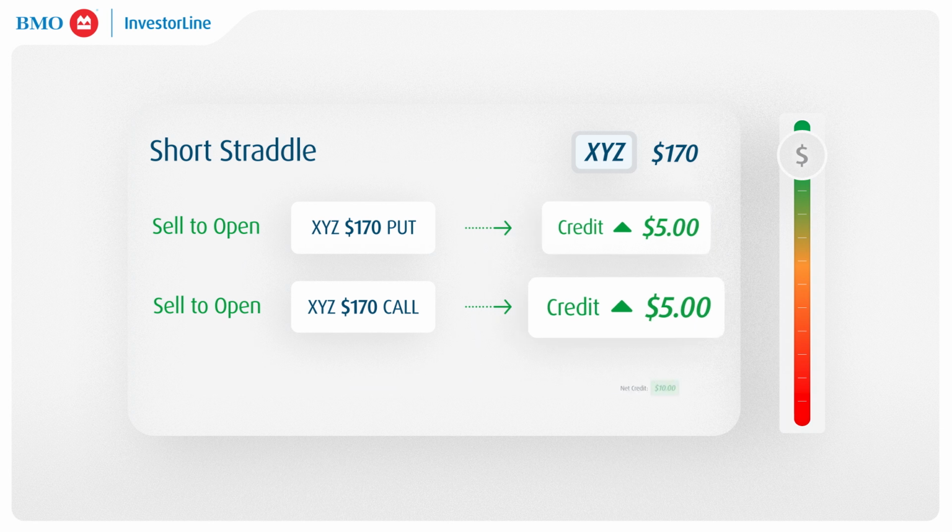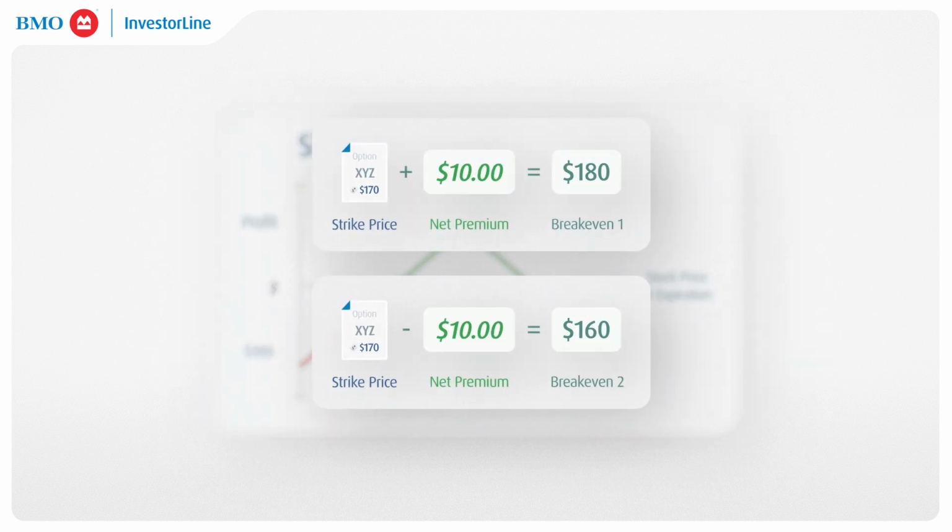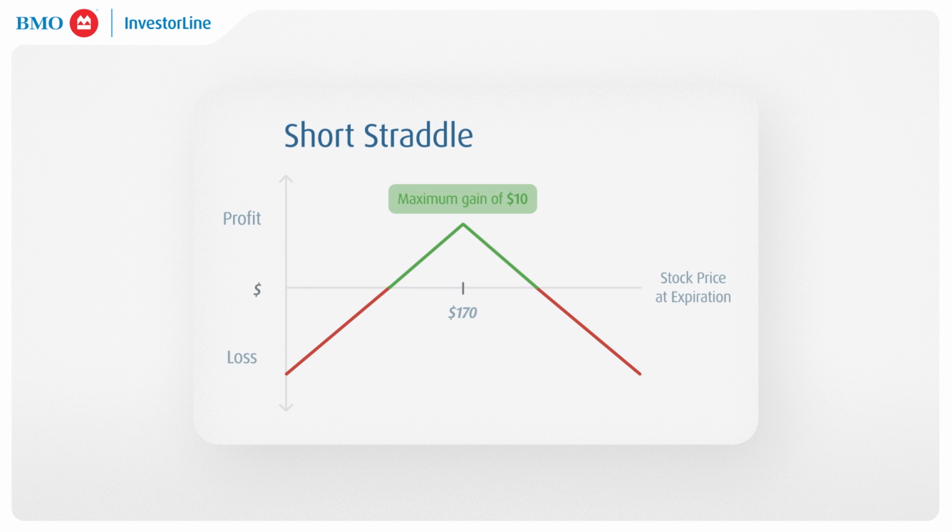If this results in a net credit of $10, that would be the maximum potential gain. The premium collected would be used to calculate the two break-even points of the strategy, which would be the strike price plus and minus the premium, $180 and $160. In this example, the stock would need to remain between $160 and $180 by the expiration date for the strategy to be profitable. However, if the stock moves significantly above $180 or below $160, you will incur unlimited risk to the upside and substantial risk to the downside. Therefore, you must believe the stock will remain within this range to justify selling a straddle.